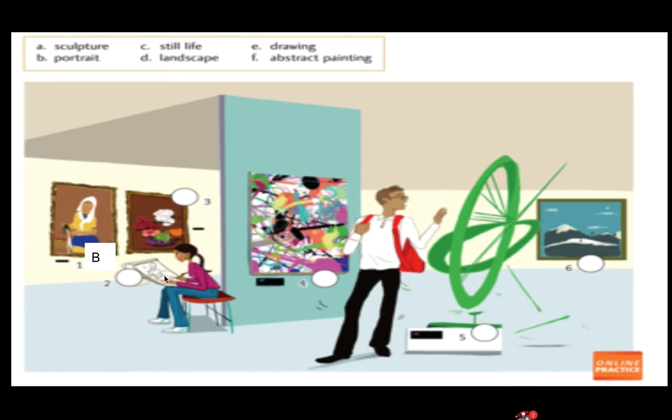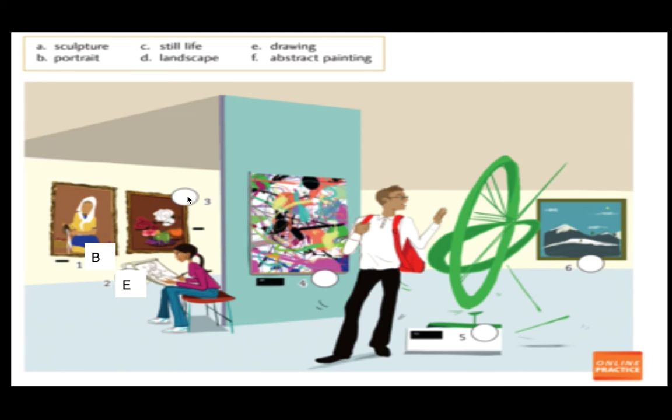Number 2, what is she doing? She has a pen or pencil. I think she's looking at this portrait picture, and she is drawing. So this picture in front of her is a drawing. You can take a photograph, but sometimes in the museum you're not allowed, no photographs. So instead of a photograph, she has a drawing.